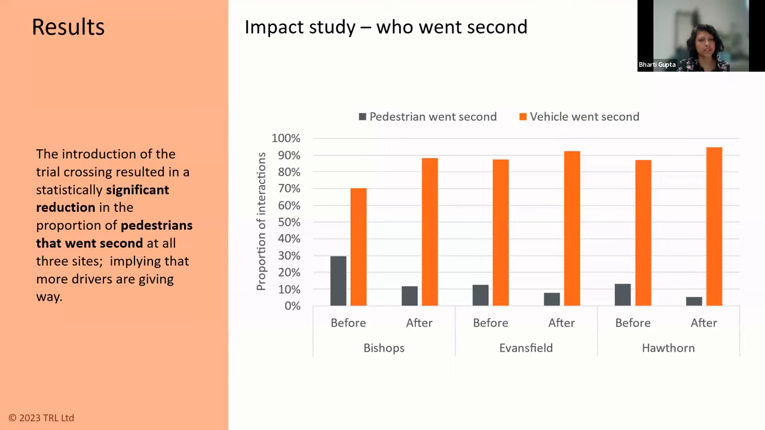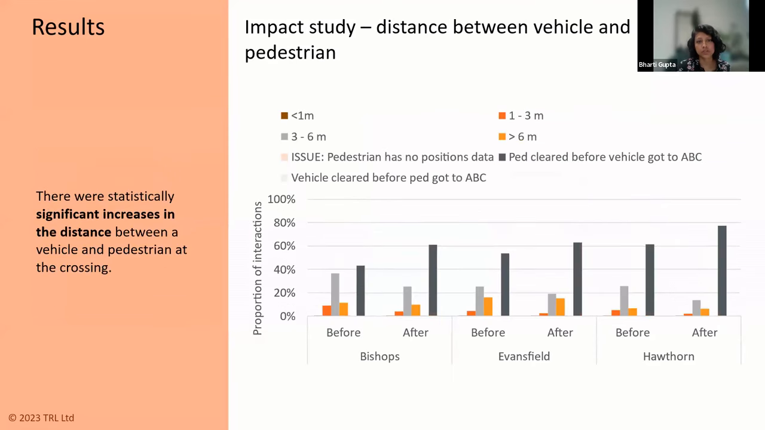Next slide, please. So on this, we look at the impact of the simple zebra crossings on the distance between a vehicle and a pedestrian. It would be expected that a pedestrian's perception of safety would be affected by their proximity from the vehicle when they're crossing. And so the further away a vehicle is, the safer a pedestrian would feel about crossing. And if you look at the dark gray bars on this chart, that shows that the number of pedestrians who cleared the crossing area before the vehicle reached that point was reduced.